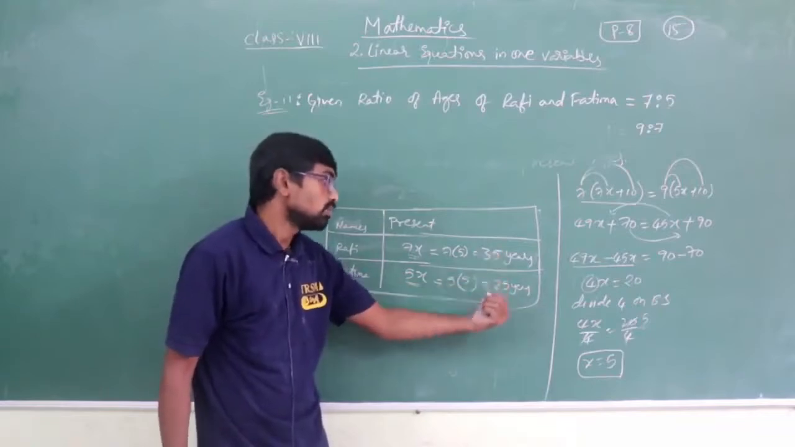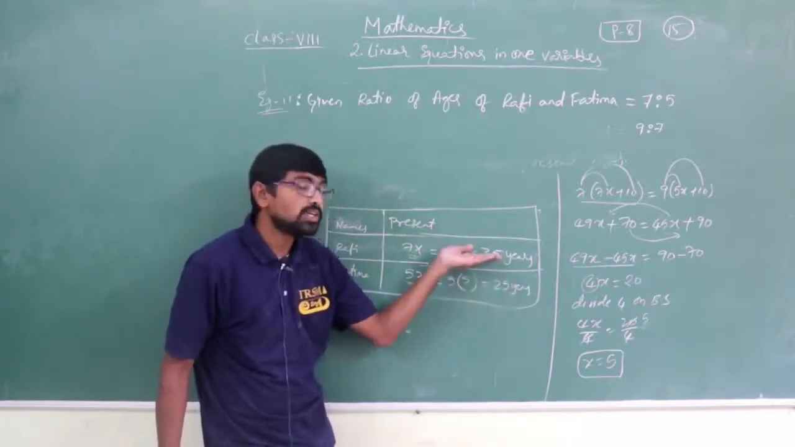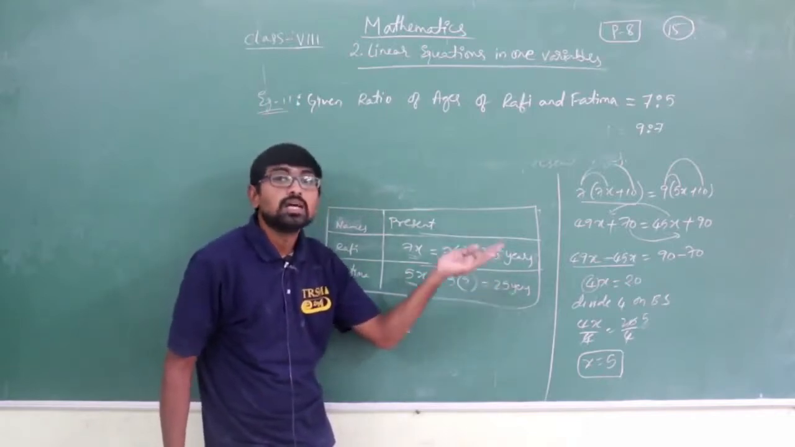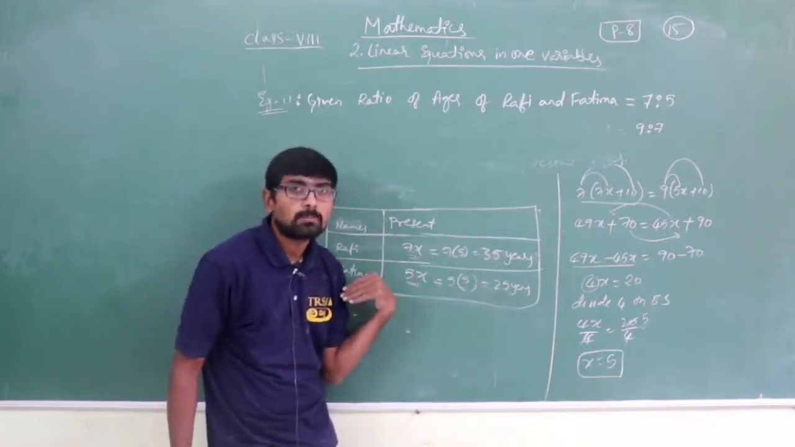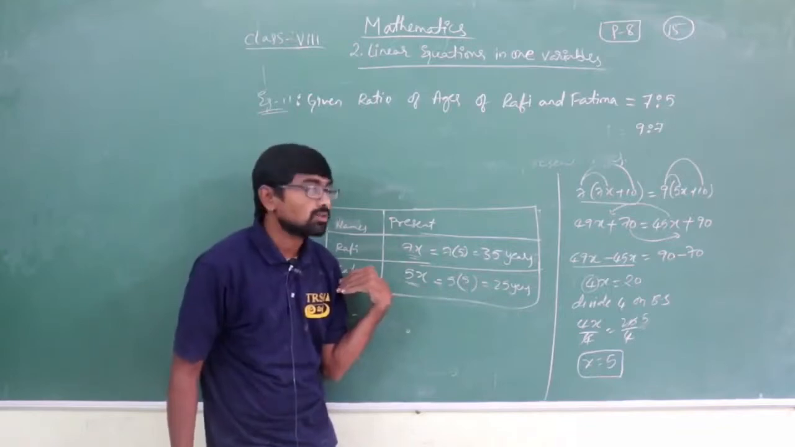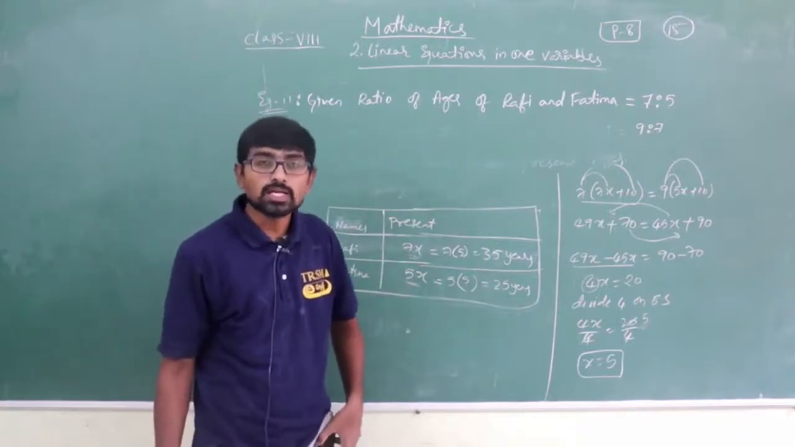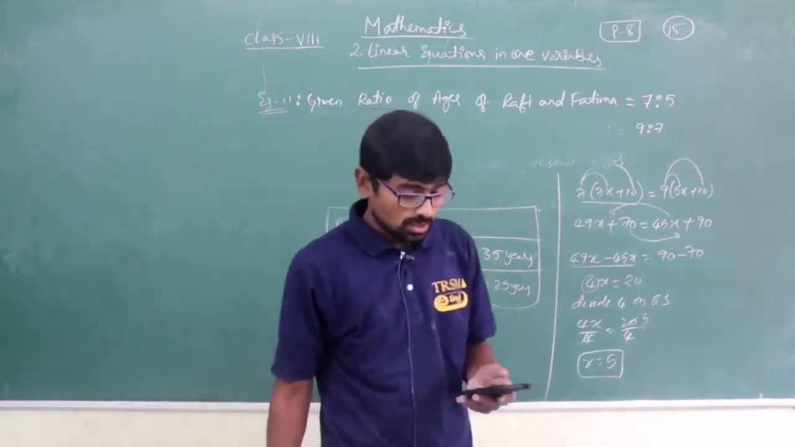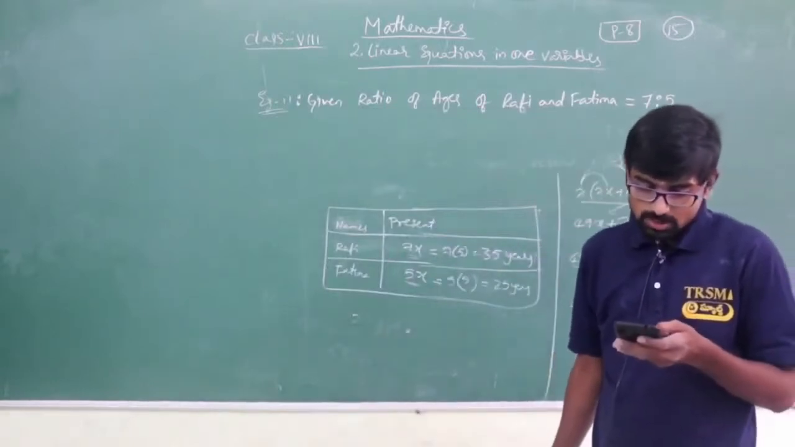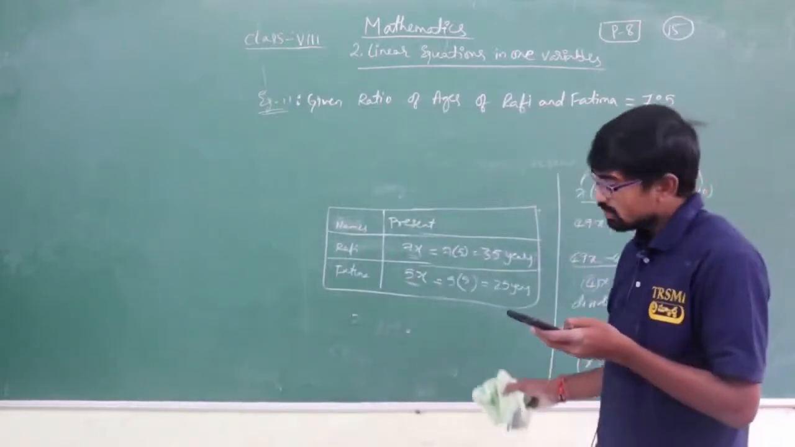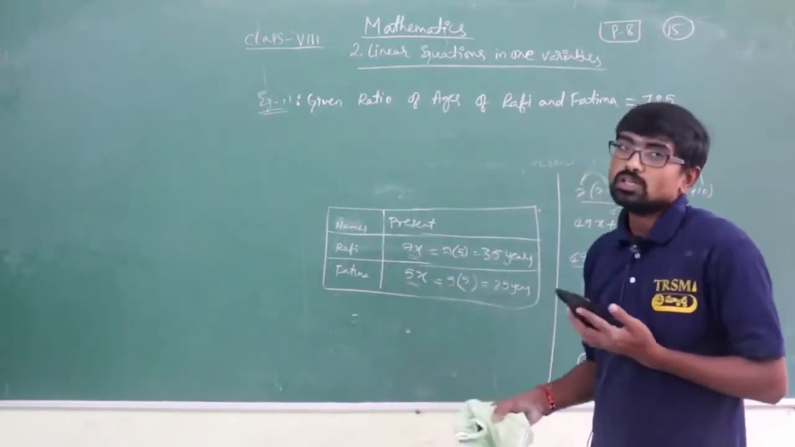The difference between both their ages is 10 years. That is, Rafe is 10 years elder than who? Fatima. Hope you all understood, isn't it? So like this, you will be converting the word problem depending upon the age into the equation form to get the correct answer. Okay, so here we have got the correct answer. Rafe's age is 35 years and Fatima's age is 25.